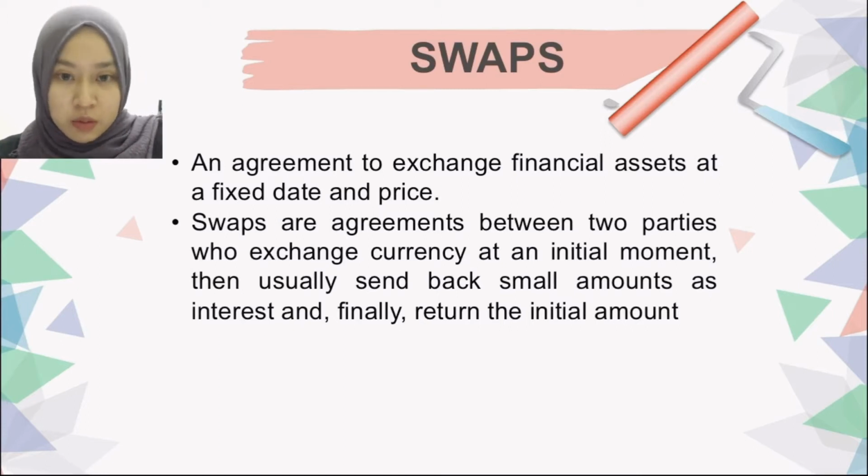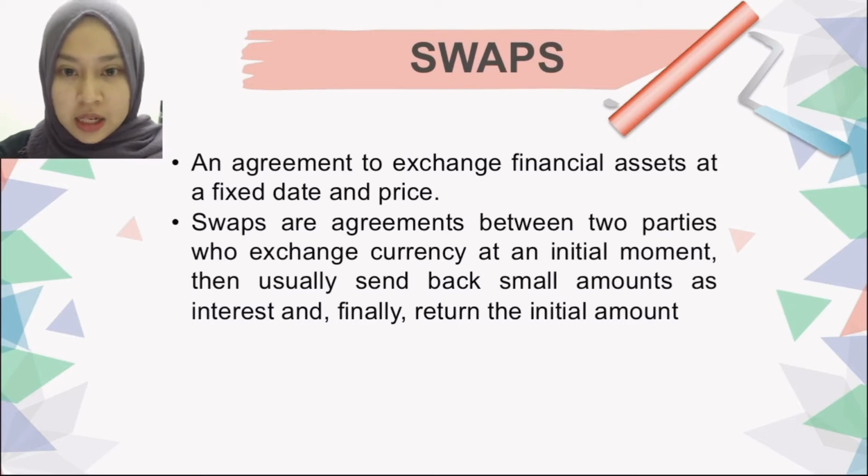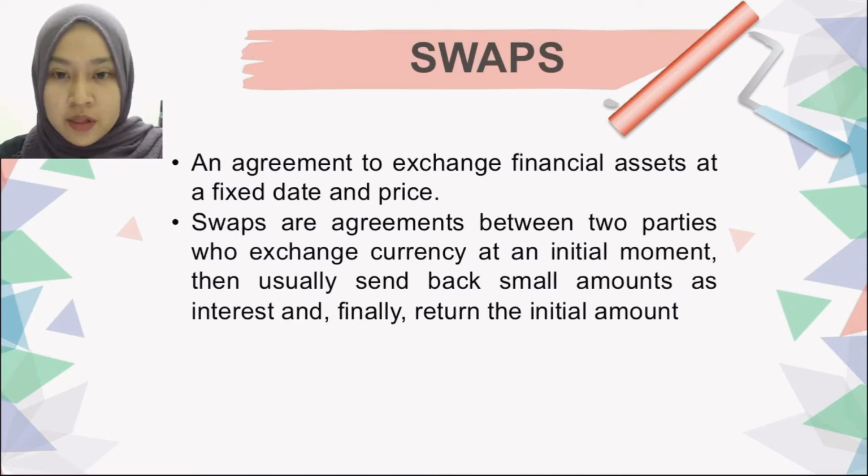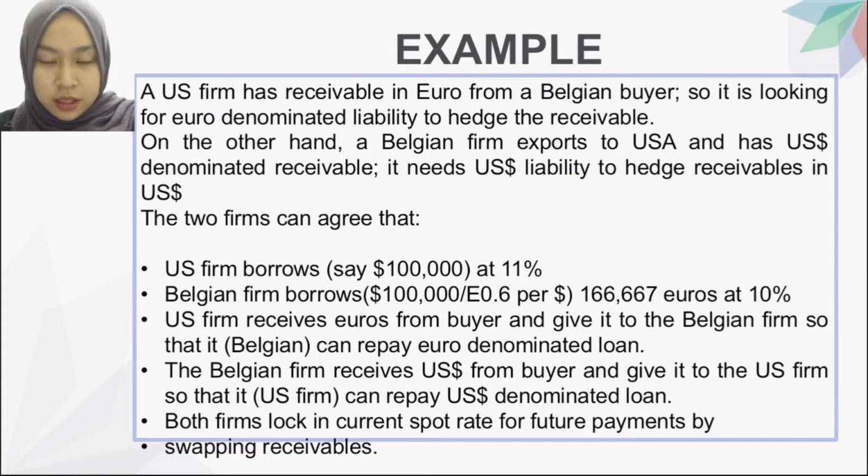The second type of derivative is swaps. A swap is an agreement to exchange financial assets at a fixed price and date. Swaps are agreements between two parties who exchange currency. At the initial moment, they usually send back a small amount as interest, and finally they return the initial amount. So now let's take a look at an example for swaps.